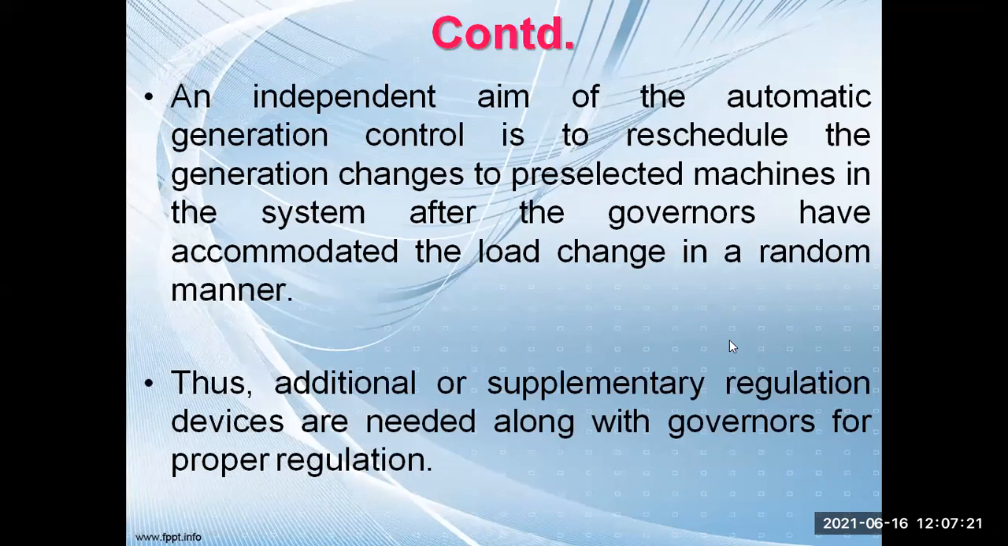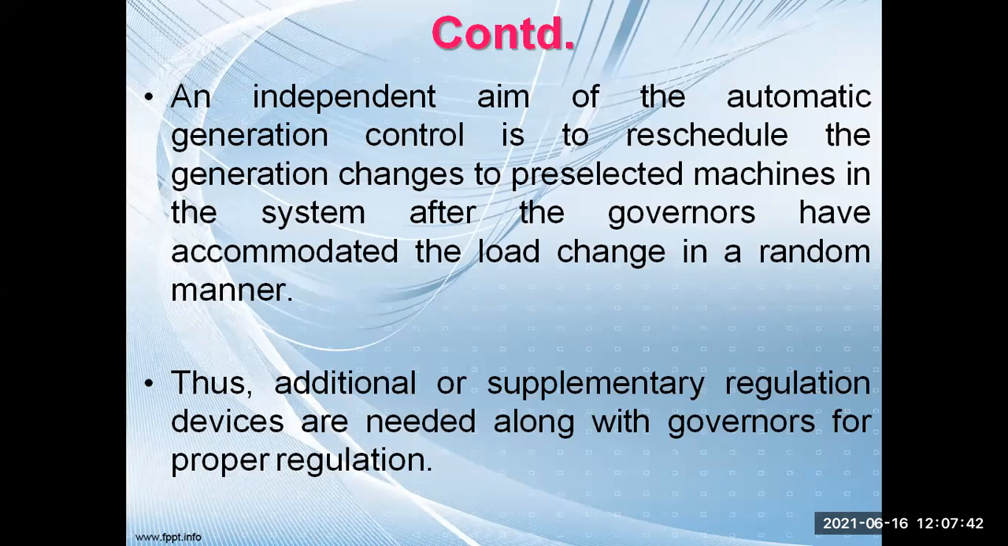The aim of the automatic generation control is to reschedule the generation changes to prescribed, pre-selected machines in the system after the governors have accommodated the load change. So if there is any change in the load, the generators have to redistribute their load.